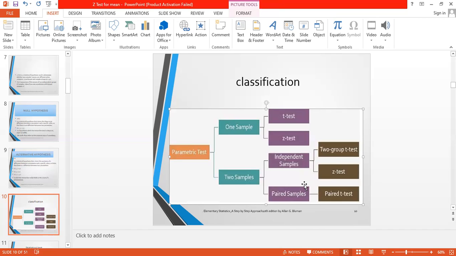So you can see that there are three major types of Z-test: one sample Z-test, and in the two sample Z-test, there is only the independent sample. The dependent sample is not a type of Z-test. It is the type of paired T-test.